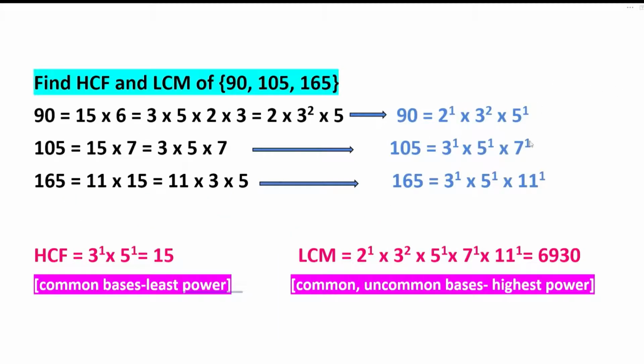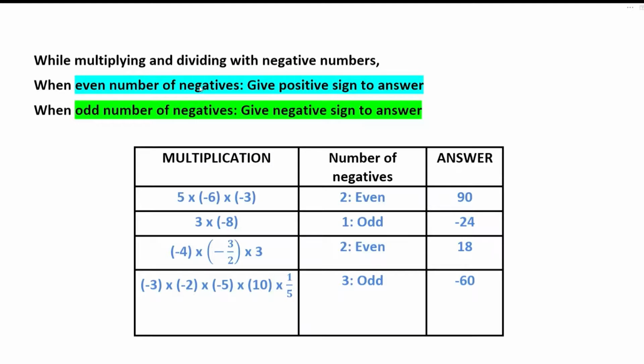Which numbers are common? Which bases? 2, not common. 3, yes. 3 is there. And I want the least power. 3 is there, and what is the least power? 2, 1, 1. So the least power is 1. Next common base 5. 5 is here. Everywhere 5 is there. So I copy 5. Least power 1, 1, 1. So I copy 1.